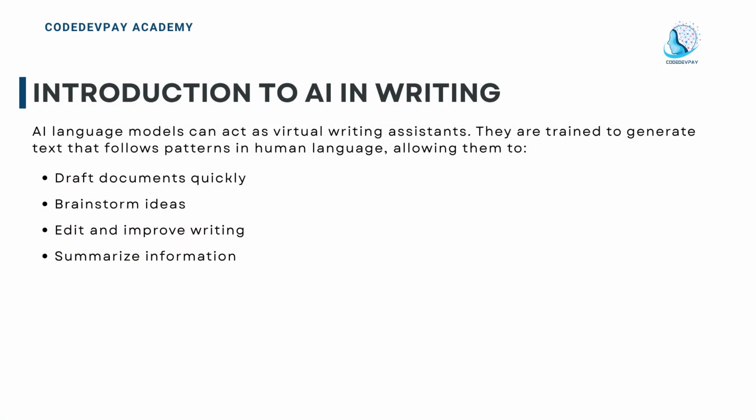So, first thing to look at is introduction to AI in writing. AI language models can act as virtual writing assistants. They are trained to generate text that follows patterns in human language. That allows them to brainstorm ideas, draft documents quickly, edit and improve writing, and summarize information.